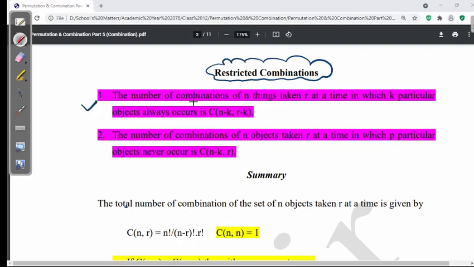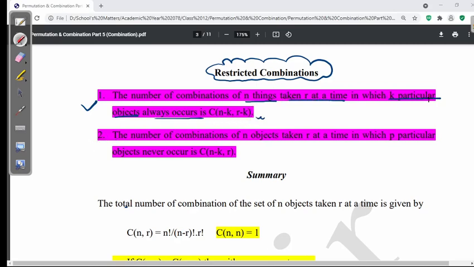The number of combinations of n things taken r at a time in which k particular objects always occur is c n minus k comma r minus k. Yes, combination. We have to subtract k from both n and r.